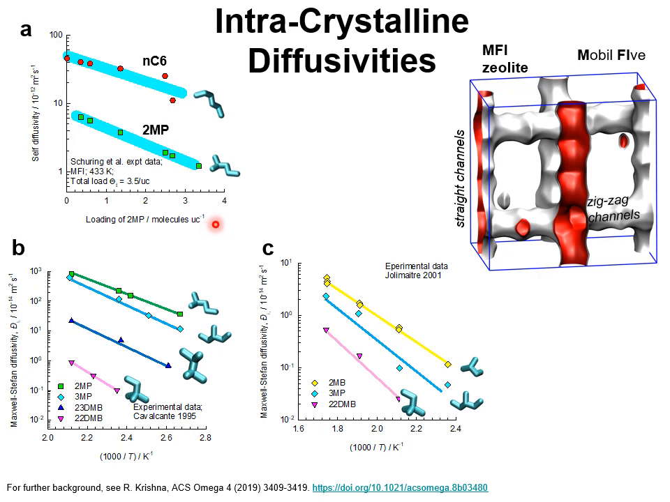Therefore, the intracrystalline diffusion favors the linear isomer and disfavors the monobranched and dibranched isomers. Now, with this background on mixture adsorption and intracrystalline diffusion, let us proceed to examine how a reactor will work for the alkane isomerization process.